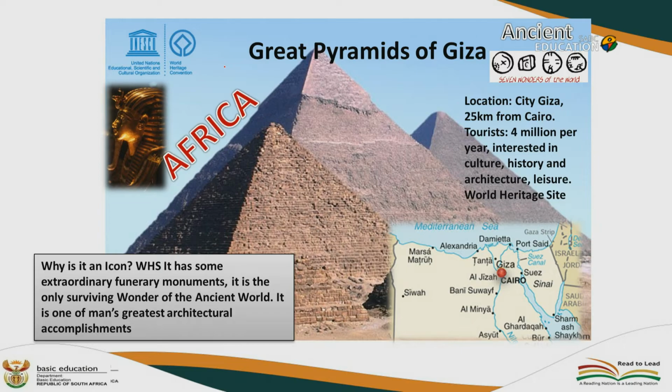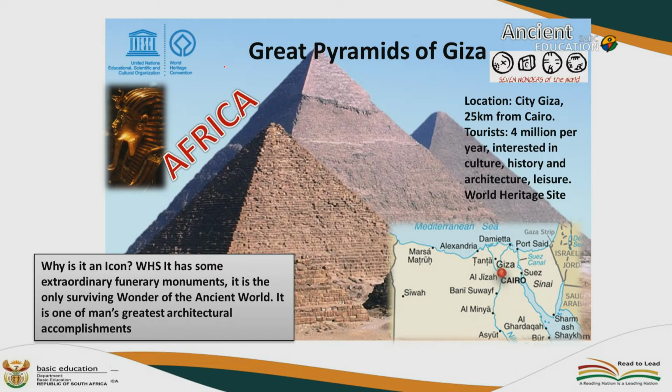Let us look into this one. Remember, I said these icons are from all over the world, in each of the continents. Now we are in Africa. We've got the Great Pyramids of Giza. Where is the location of the Great Pyramids? They are located in the city that is called Giza, and it is 25 kilometers away from Cairo.